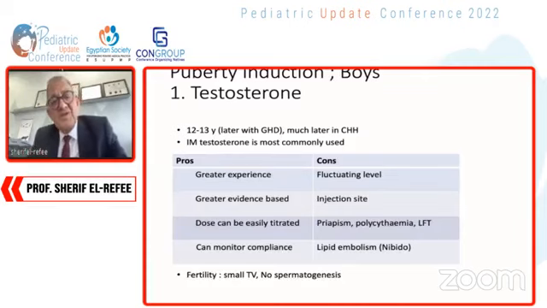The problem with testosterone is that it will induce secondary sexual characteristics, but it will not enlarge the testicles. It will not promote spermatogenesis, and therefore the testes will remain small, and you are not actually improving fertility.